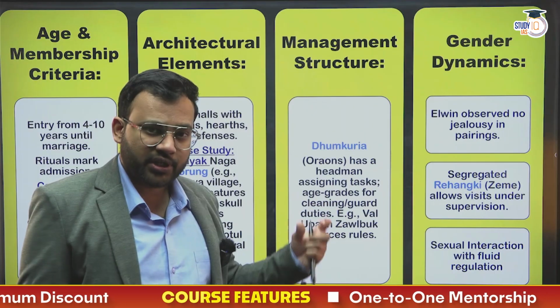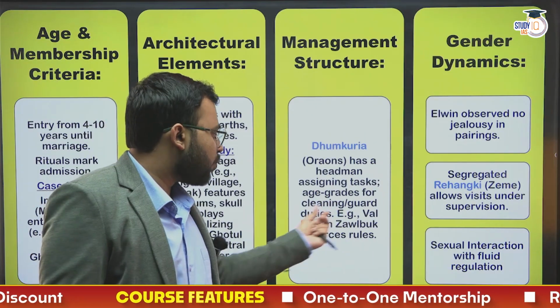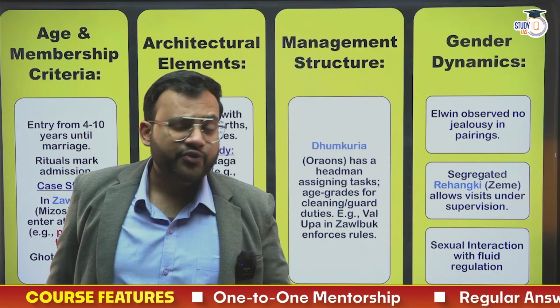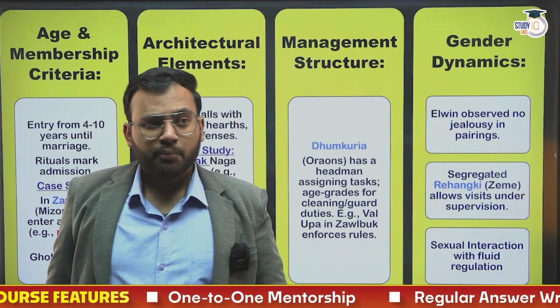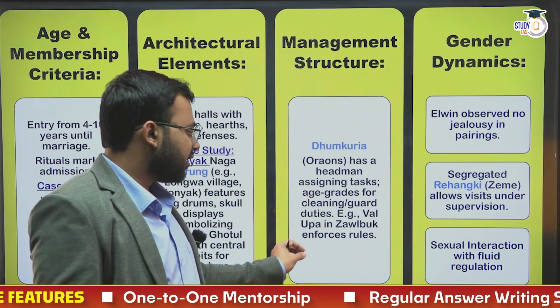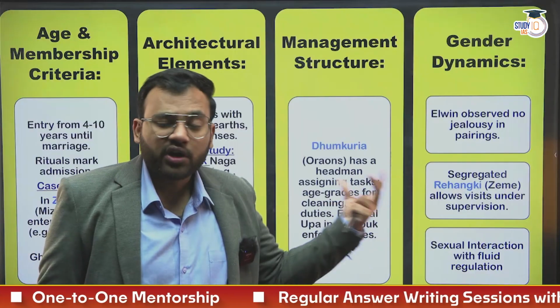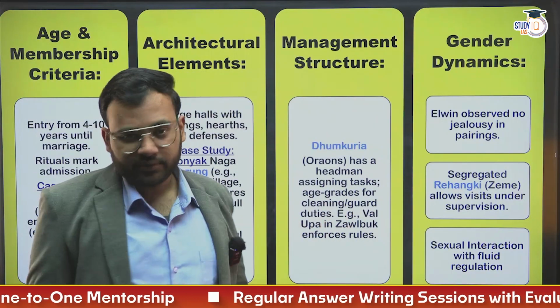Among them, there is a person who is titled as the Val Upa. For example, among the Gonds, we have Chelik. The boys are called as Chelik. Similarly, here, the members who enforce the rule, who act as a chief or a headman or a leader, they are called as Val Upa.